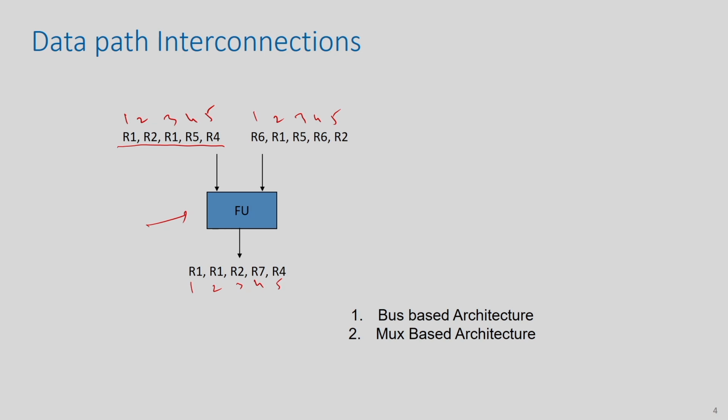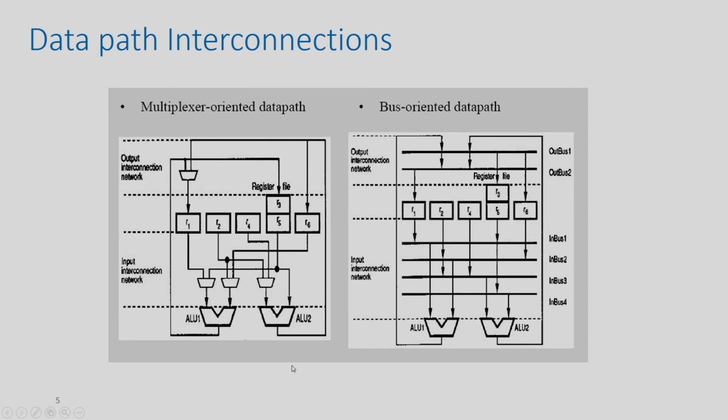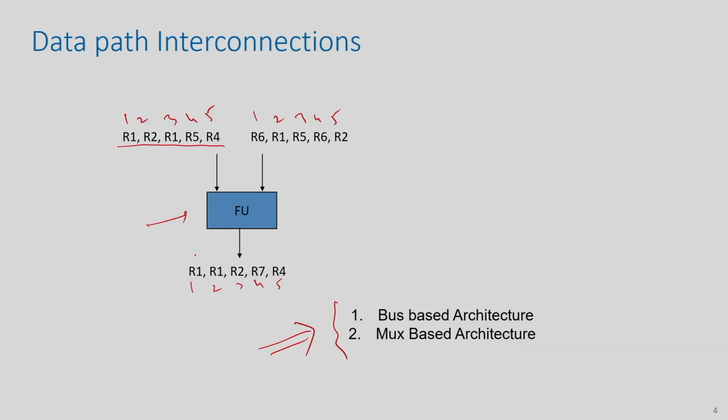To make the connections, there are 2 possibilities. The possible data path interconnections are bus based architecture and mux based architecture. Let us understand that. In the mux based architecture, which is multiplexer based architecture, you have the FU and you have the set of registers, right. This is given, and I know what inputs should come to the FU. So, you add a multiplexer here just to multiplex the input. In the previous example, for this FU, you put a multiplexer at the left input.